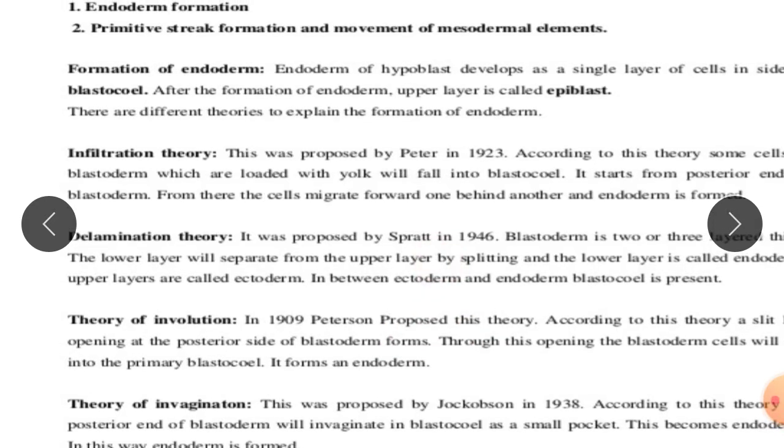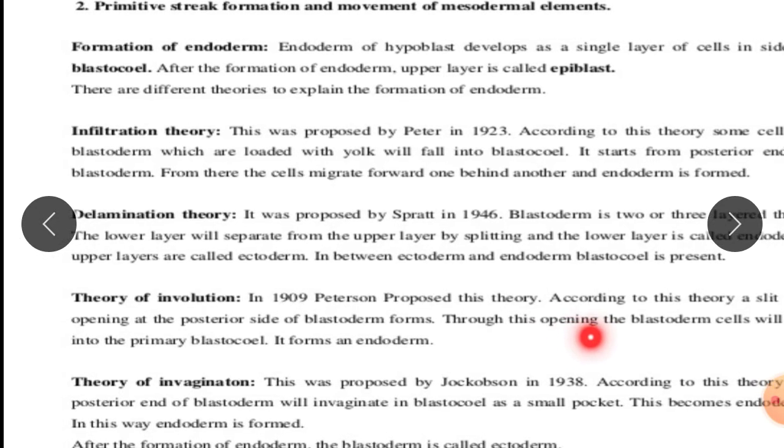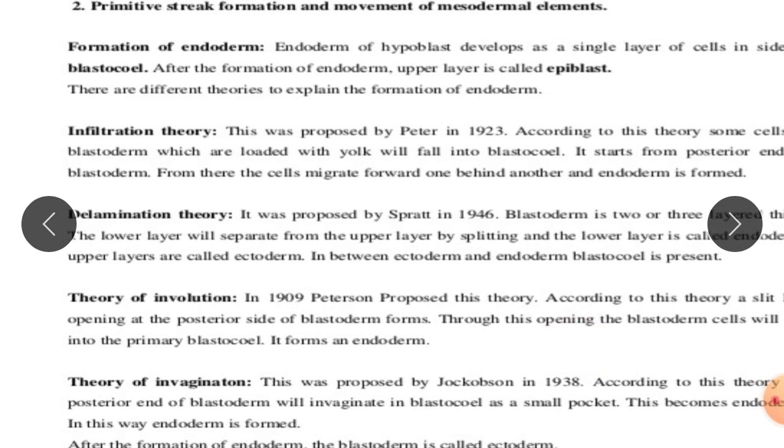And one more is the theory of involution. In 1909, Peterson proposed this theory. According to this theory, a slit-like opening forms at the posterior end of the blastoderm. Through this opening, the blastoderm cells roll into the primary blastocele and form an endoderm. So at the mid-posterior region of the blastoderm, a small slit is formed. Through this slit, the upper cells enter into the blastocele. There they assemble to form a layer called hypoblast or endoderm.